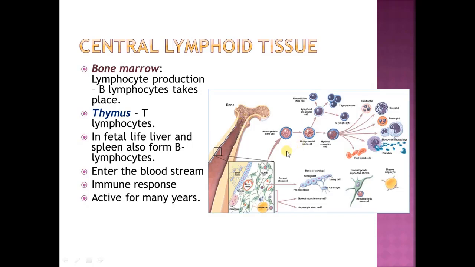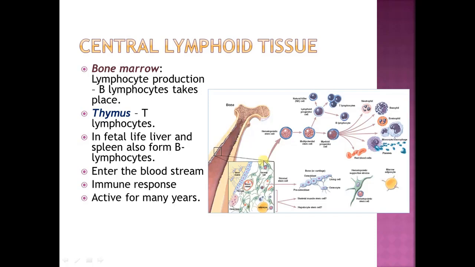They actually arise from the hemopoietic stem cells embryologically during development. What happens is from the wall of the yolk sac, these cells migrate and go to many places, not only to the bone marrow, even to the liver and the spleen. But in adults, the production of B lymphocytes is restricted only to the bone marrow.